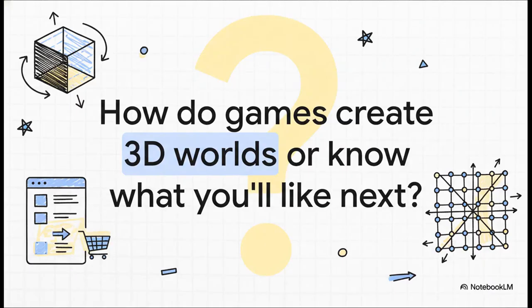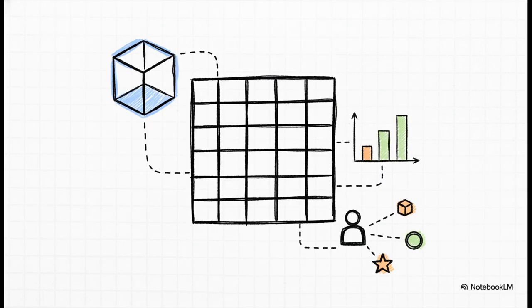I mean, really think about that for a second. How on earth does a computer handle the insane complexity of, say, spinning a character around in a 3D world? Or how does a streaming service sift through millions of movies to say, hey, you'll probably like this one? It feels like magic, doesn't it? Well, it turns out the secret isn't magic at all. It's actually way simpler and honestly way cooler.